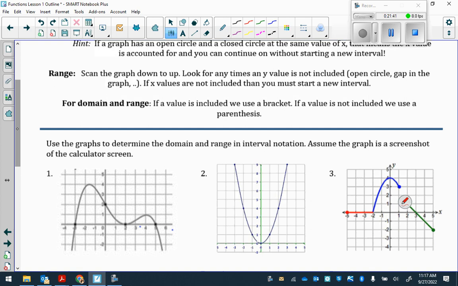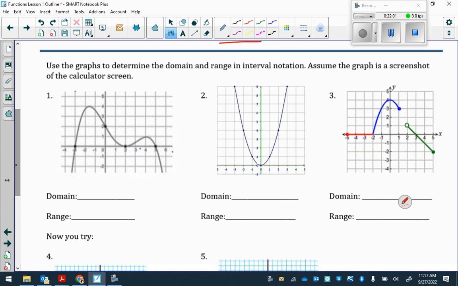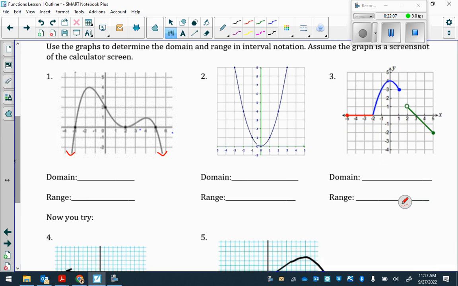Now, for domain and range, if a value is included, we use a bracket. If a value is not included, meaning an open circle, infinity, or possibly a break in the graph, you're going to use parentheses. So, on yours, I definitely changed it, added the arrows here. If we look at number 1, domain, you're reading this from left to right. Domain are your x values. What would my domain be of this function? From left to right, you have arrows going in either direction. Yeah, Anton.